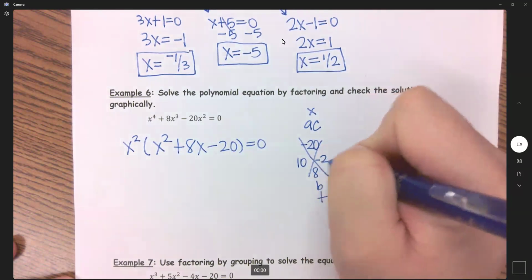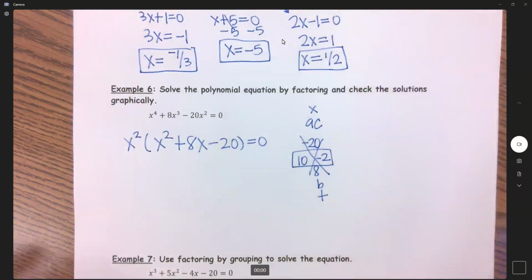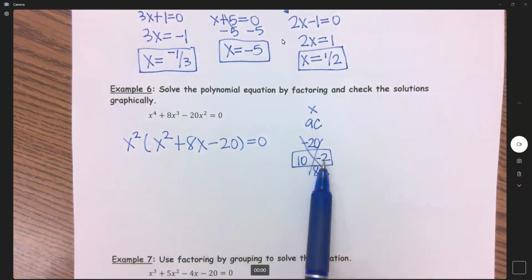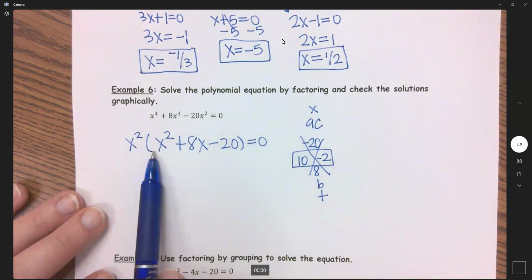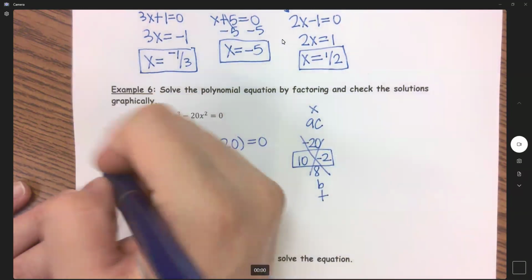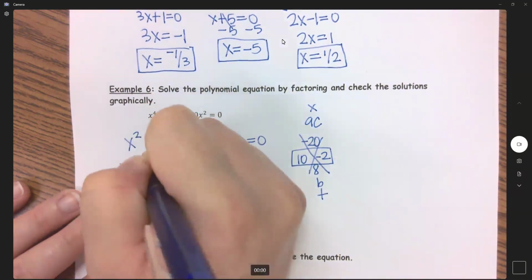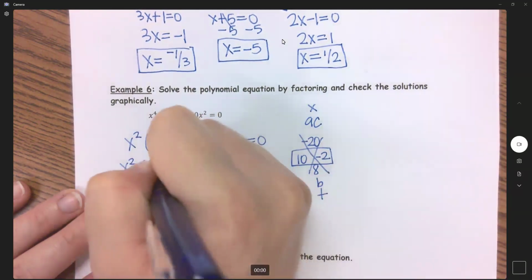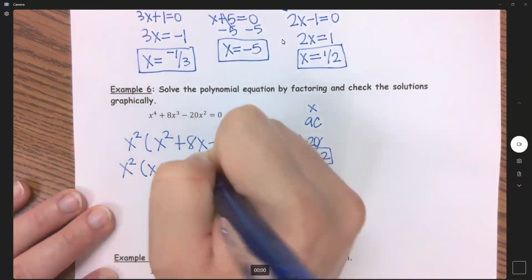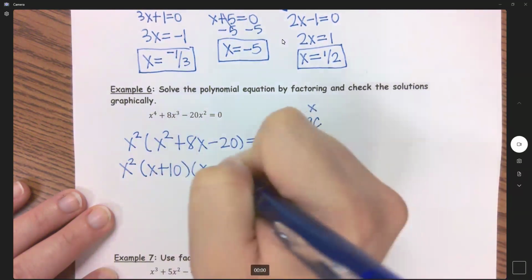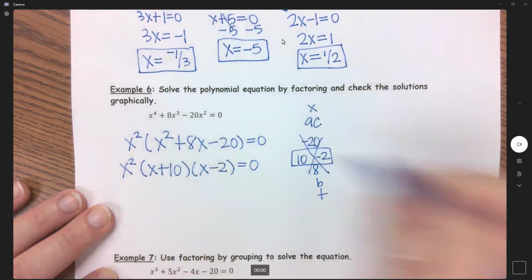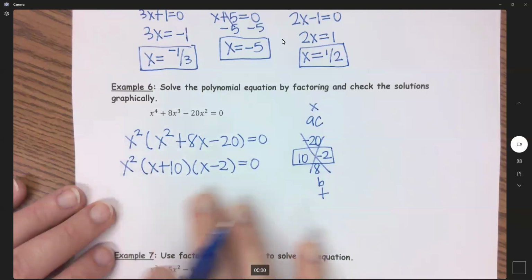Okay, that's 10 and -2. So 10 times -2 gives me -20, but 10 plus a -2 is a +8. So because this is an easy trinomial, this is what it factors to become. So we have x squared, then x plus 10, and x minus 2. Now this is in factored form.